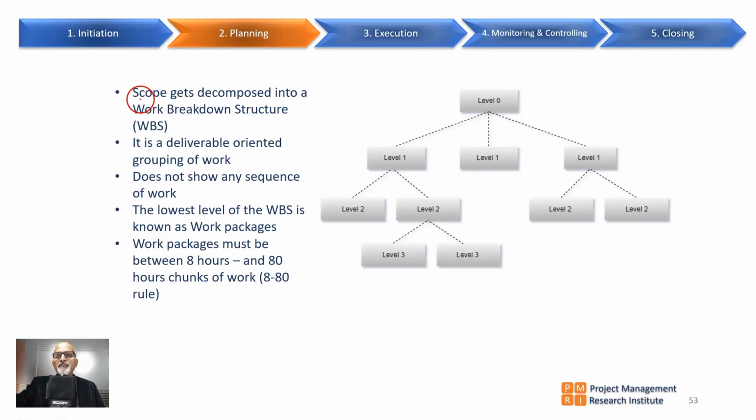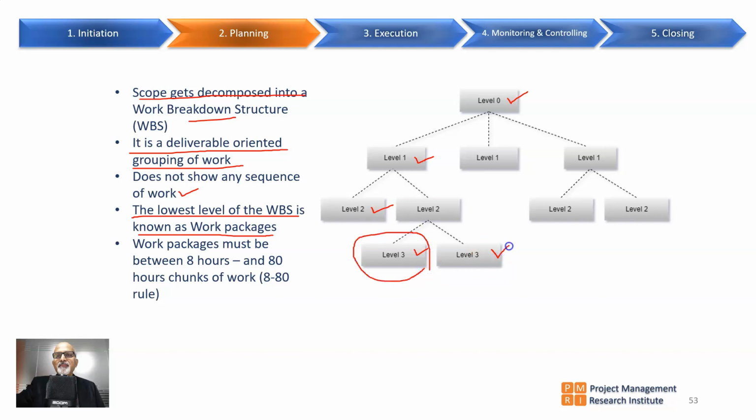As discussed, the scope gets decomposed into a work breakdown structure, and it is a deliverable oriented grouping of work. That means it doesn't show you any sequencing of work, it is just a breakup of work. So, the lowest level in the WBS is known as work packages. So this is level 0, level 1, level 2 and level 3. Below this there is nothing. So level 3 is a work package.